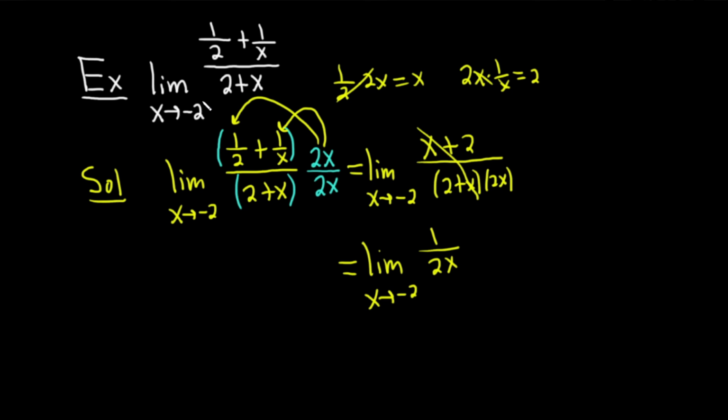Notice at the beginning of the problem that wouldn't have worked, right? Because you would just get 0. So now we drop the limit sign, so we get 1 over 2 times negative 2, which is negative 1/4. So boom, really nice. This is probably the easiest way to do the problem.